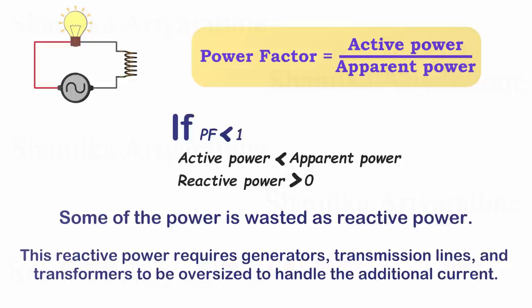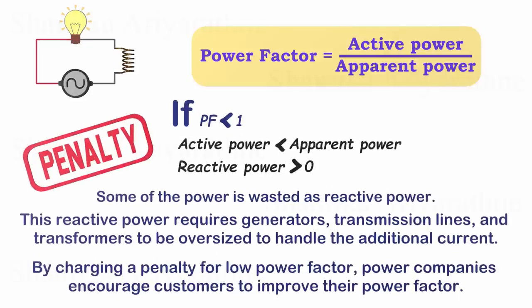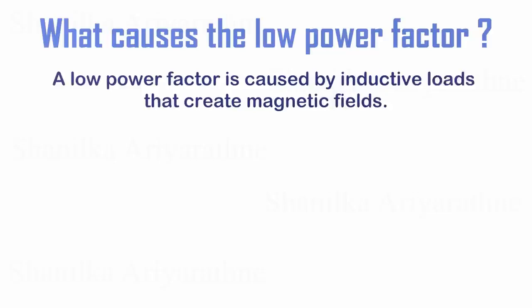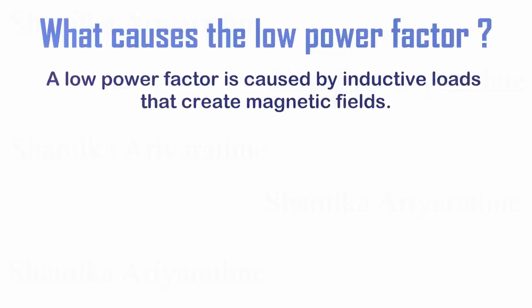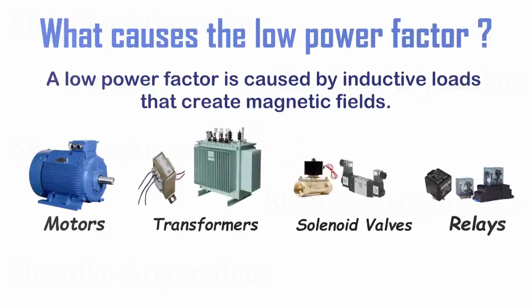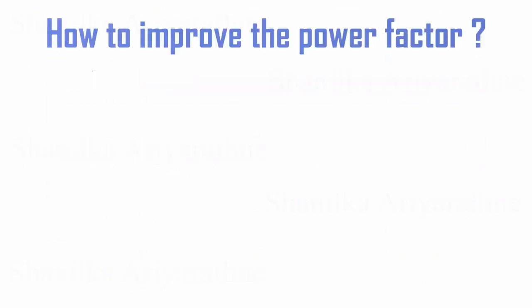Additionally, reactive power causes voltage fluctuations and energy losses in the transmission lines, further reducing efficiency. By charging a penalty for low power factor, power companies encourage customers to improve their power factor and reduce their reliance on reactive power. What causes the low power factor? Most of the time, a low power factor is caused by inductive loads connected to the power lines. Inductive loads like motors, transformers, solenoid valves, and relays draw reactive power, which creates a magnetic field but does not contribute to actual work.